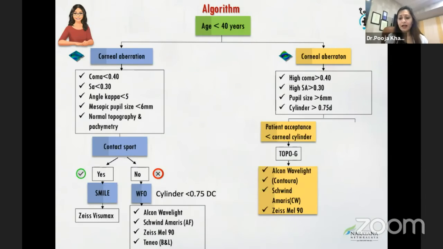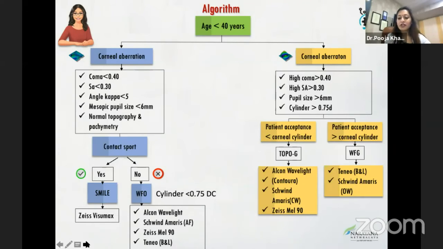If the patient has any higher-order corneal aberrations, or if the corneal cylinder is more than 0.75, you go ahead with a topo-guided treatment. But if the patient's acceptance cylinder is more than the corneal cylinder, then you would go ahead and do a wavefront-guided treatment for these patients.